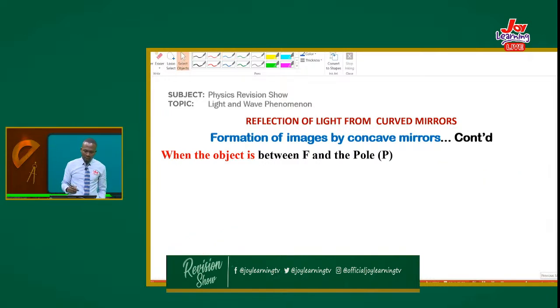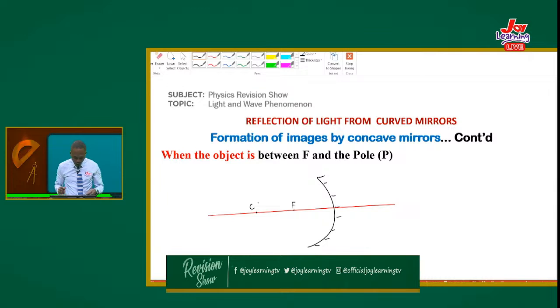So the object is now between F and the pole. I draw my concave mirror. I show the principal axis. We show F and we show C. Then we have the object maybe here. Now, the pole is also here, so I show P, the pole. So this is my object, O.